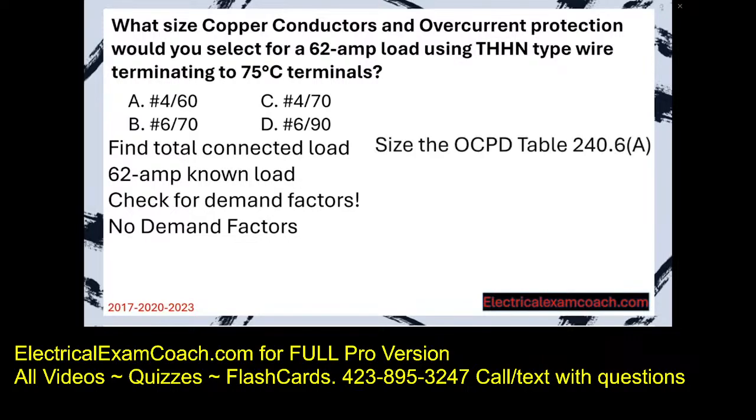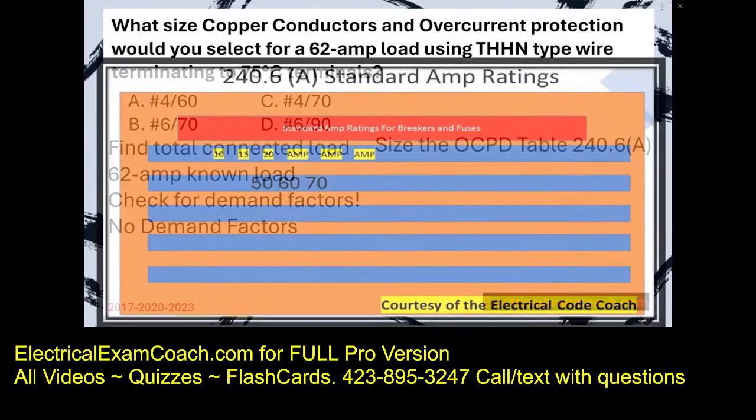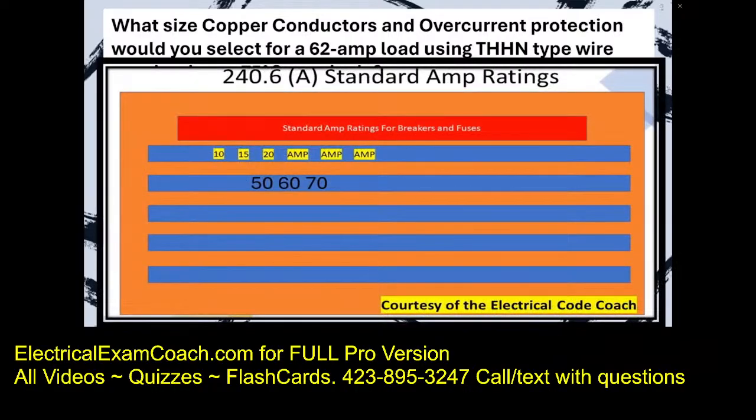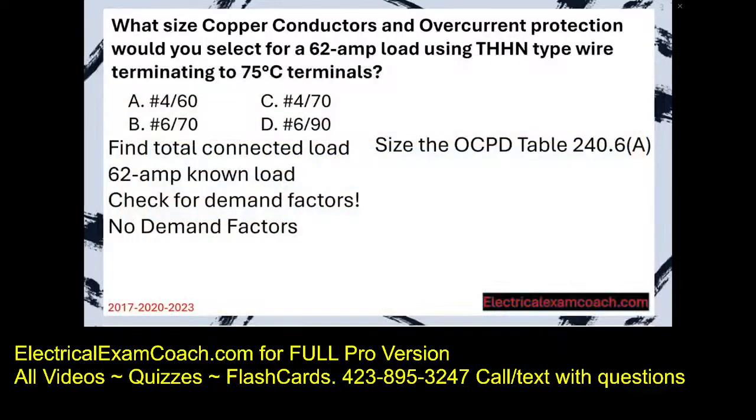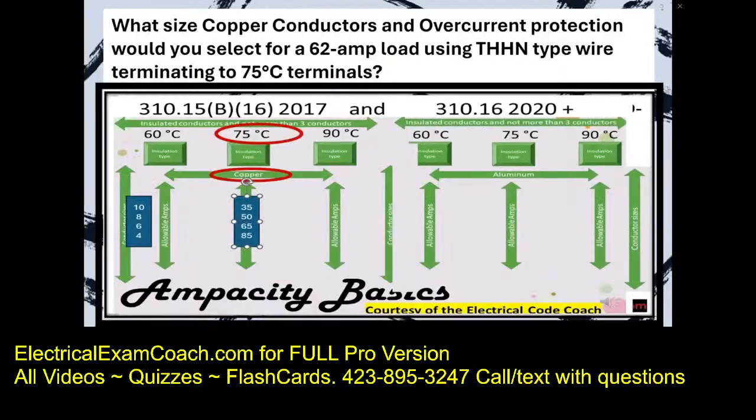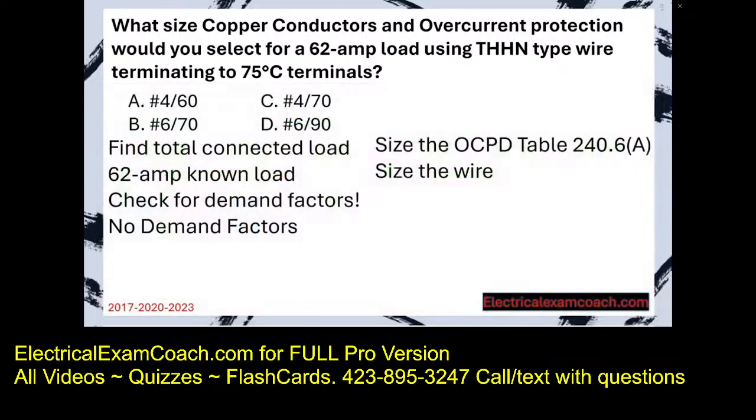Now, we go ahead and size our overcurrent protective device. We head to our table with a 62 amp known load, and we're going to choose the next size up, which puts it on a 70. Now we can size our wire. For that, we're going to head to our primary ampacity table. We're going to be sure to start on the copper side because it's asking for copper. We're in the 75 degree C column. We slide down and find a wire that can cover the known load, and we find out that we're going to have a 6-gauge wire on a 70 amp breaker.